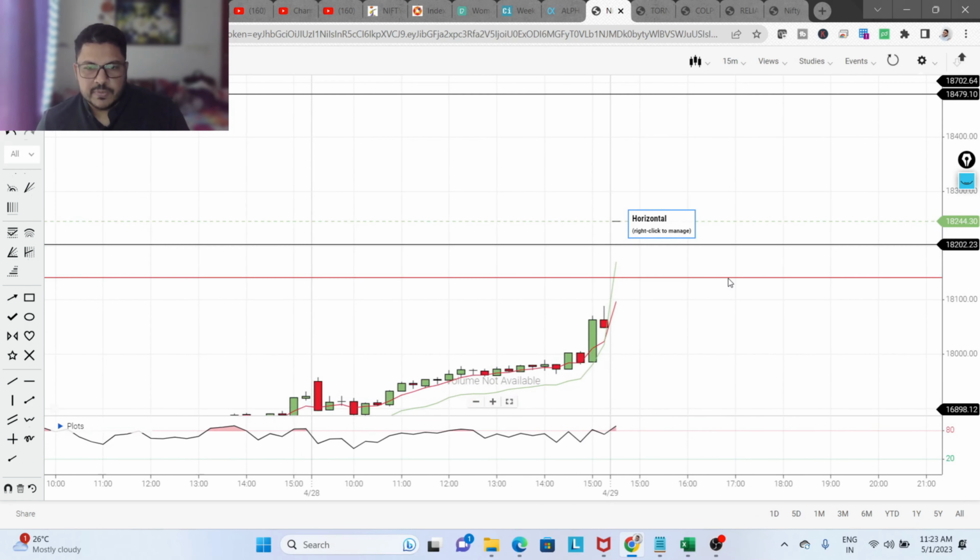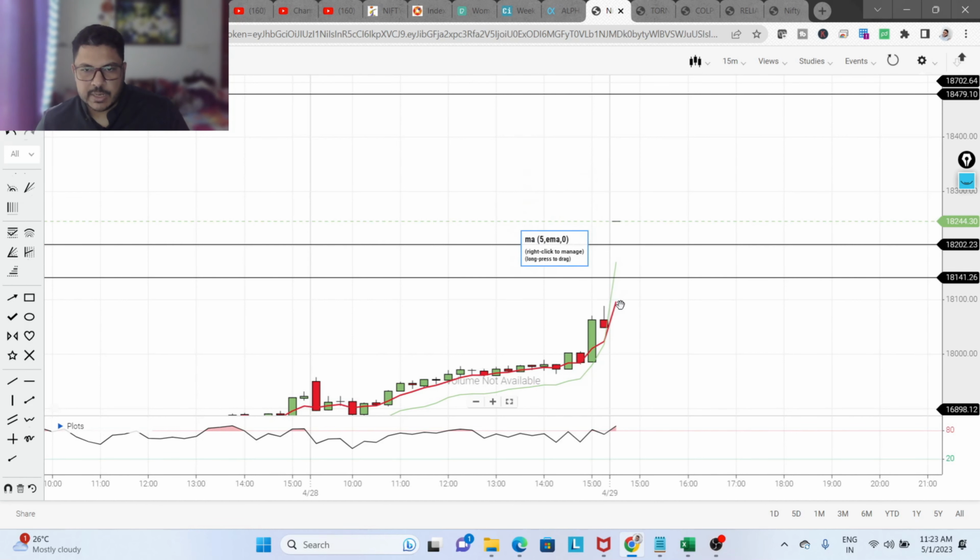So this is about Nifty. If we open bullish, then you expect a fall from this level. If we open somewhere here, then you expect a rally to this level, and from there it will move sideways before falling. So that is about Nifty.